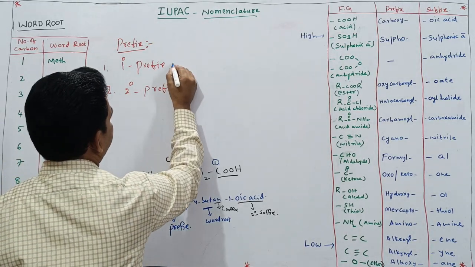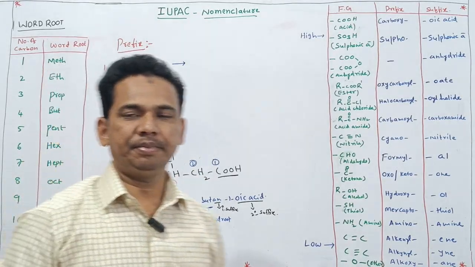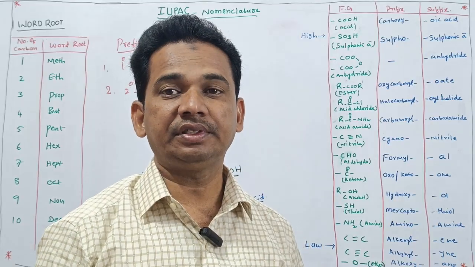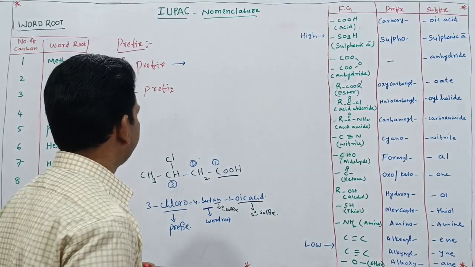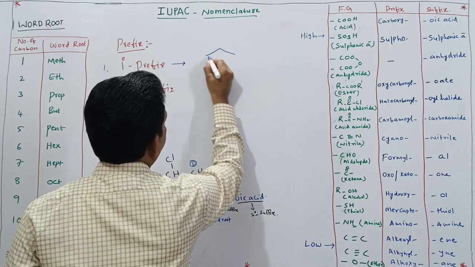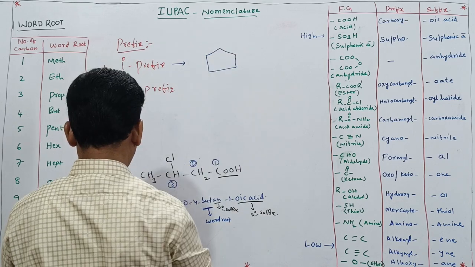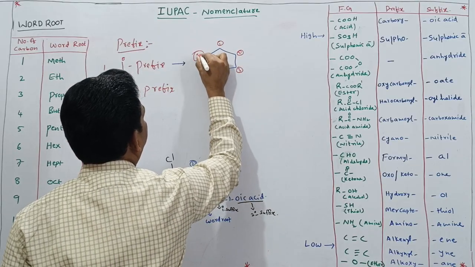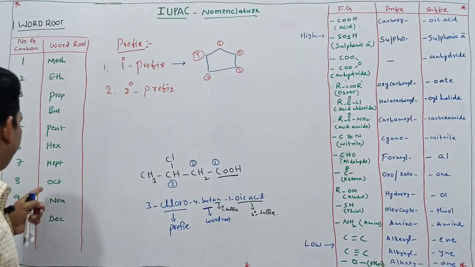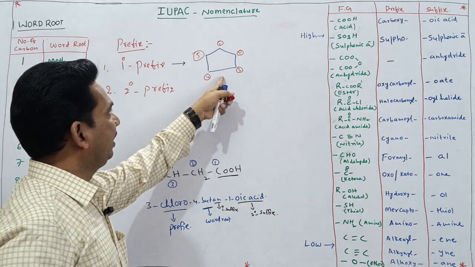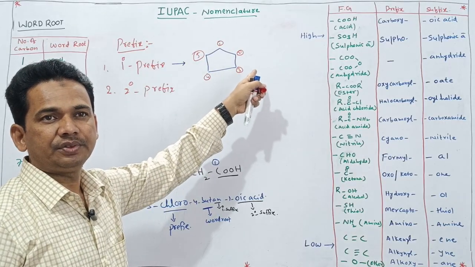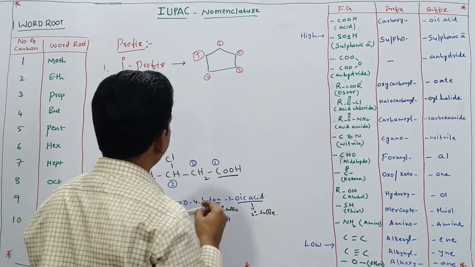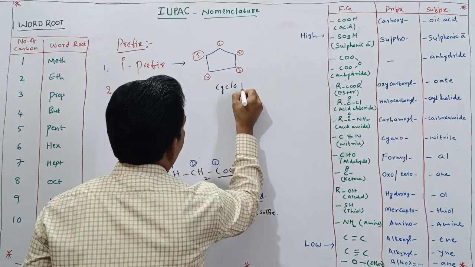Let me go through the primary prefix. What is the primary prefix? The primary prefix always distinguishes cyclic compounds from acyclic compounds. For example, you can take this: how many carbons does it have? 5 carbons: 1, 2, 3, 4, 5. 5 carbons means what will the word root become? Pent. It is in the form of a cycle. It is a saturated, single-bonded compound. That's why the primary suffix will be "ane." How will we write it? Cyclopentane.